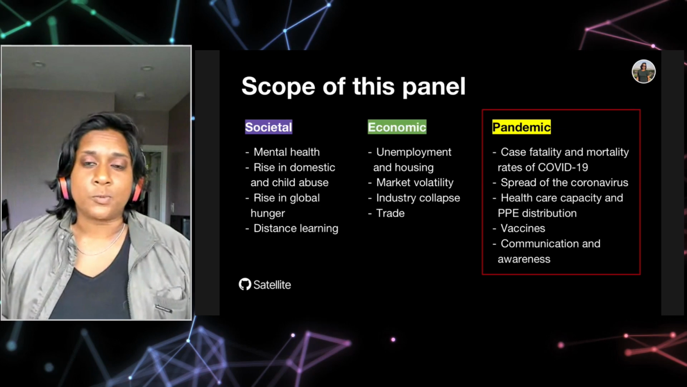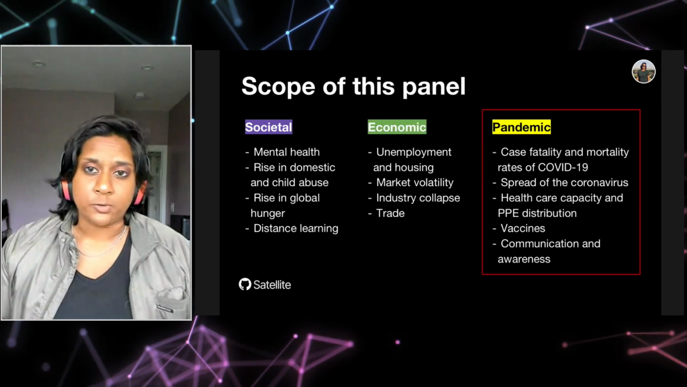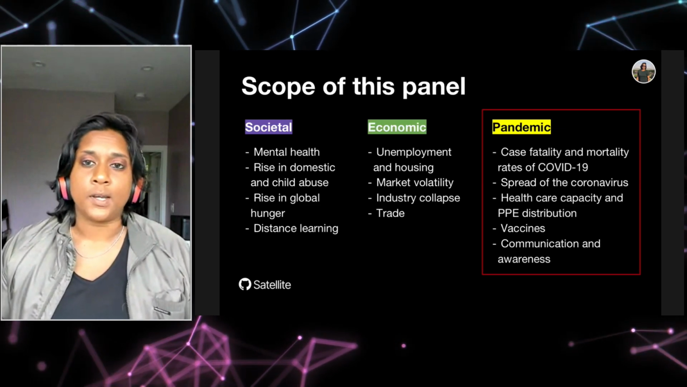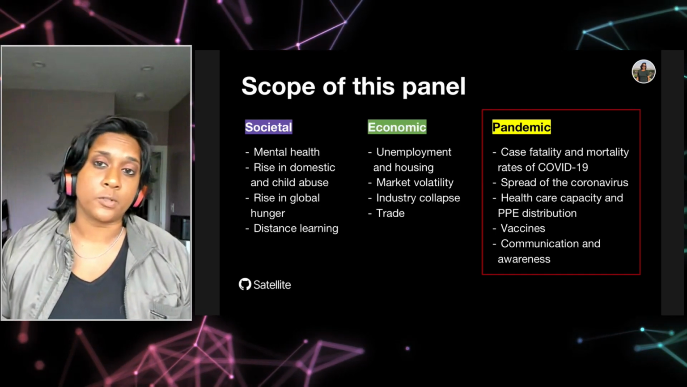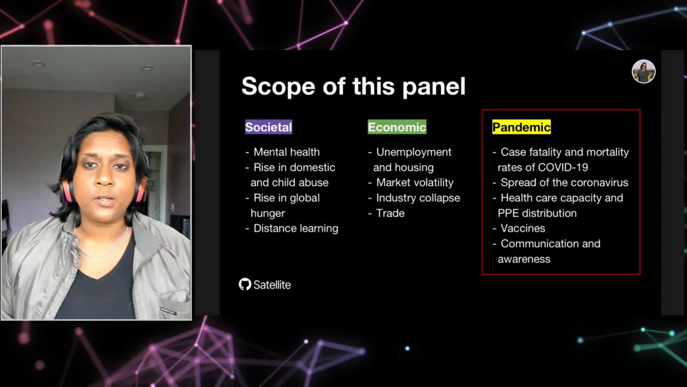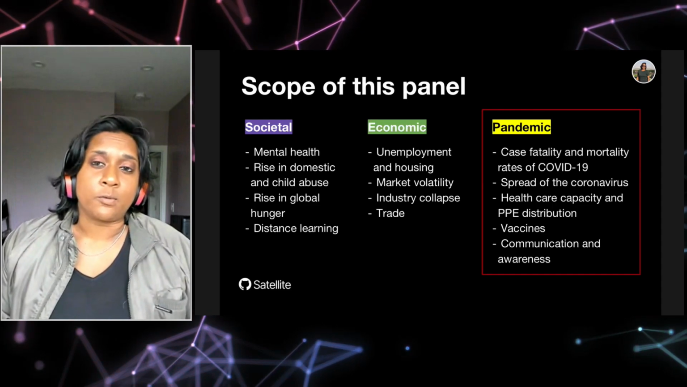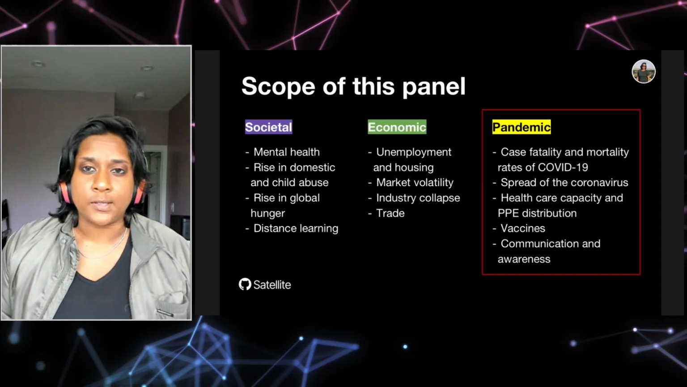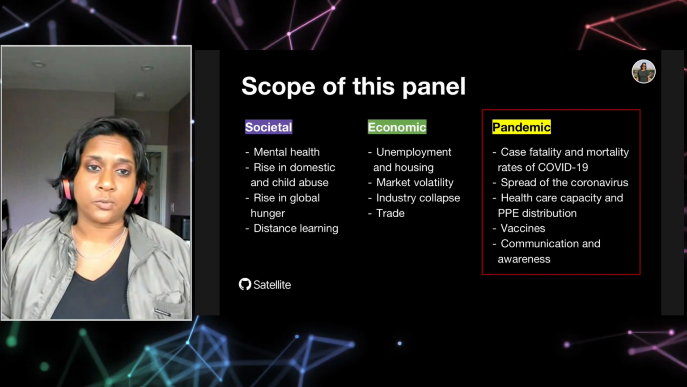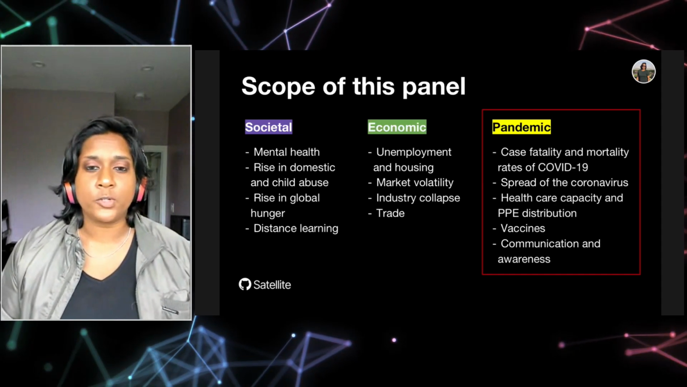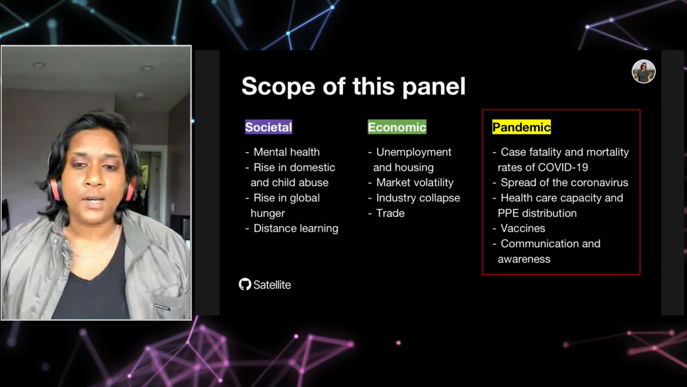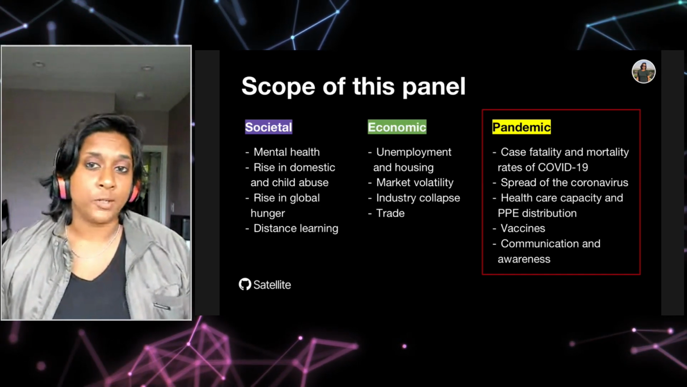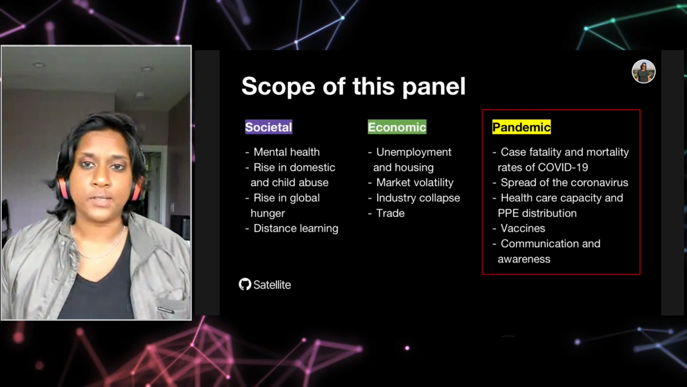Pandemic also looks at the spread of the coronavirus, both the trajectory of the disease, how it's transmitted, and the number of people an infected person can then go and infect themselves. And then for those of us who are here in New York City or in other epicenters, pandemic responses also have to do with healthcare capacity and personal protective equipment distribution. In the longer term, we're looking at how vaccines are going to be affected for COVID-19. And then in the shorter incremental term, communication and awareness of the disease itself.